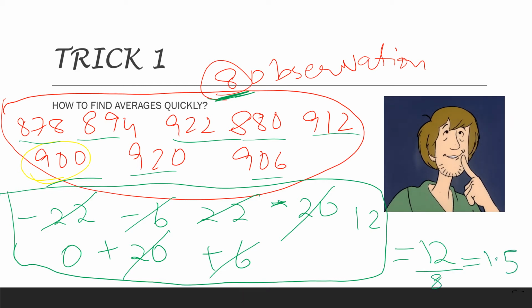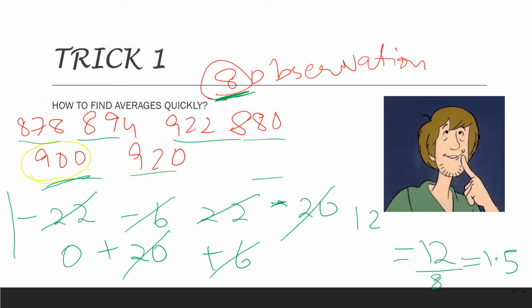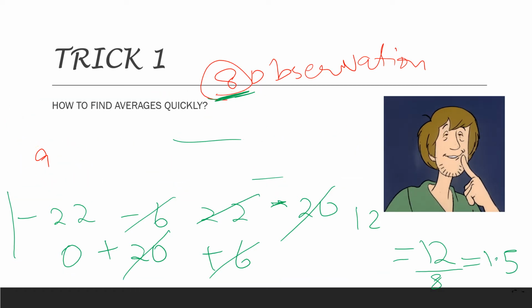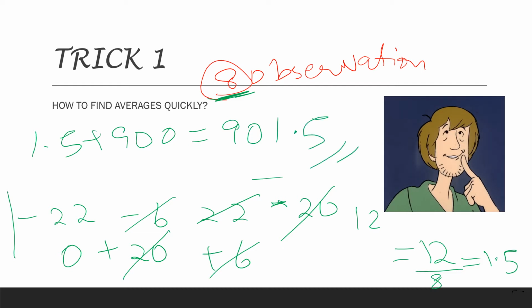Now we have assumed that the average might come somewhere near 900. So we'll add 1.5 to 900. 1.5 plus 900 gives 901.5, and that's how you find averages in an easy way. Hope you understood this, and let's go to trick 2.